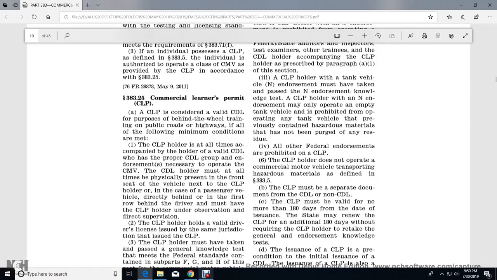Alright, 383.25, commercial learner's permit. A commercial learner's permit is considered a valid CDL for the purpose of behind-the-wheel training on public roads or highways if all of the following minimum conditions are met. The commercial learner's permit holder is at all times accompanied by the holder of a valid CDL who has the proper CDL group and endorsement necessary to operate the commercial motor vehicle. The CDL holder must at all times be physically present in the front seat of the vehicle next to the commercial learner's permit holder, or in the case of a passenger vehicle, directly behind the driver in the first row behind, and must have the commercial learner's permit holder under observation and direct supervision.